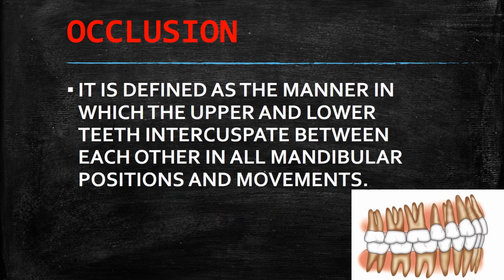Occlusion is defined as the manner in which the upper and the lower teeth intercuspate between each other in all mandibular positions and movements. So basically it's how your upper and lower teeth touch each other. When you're performing any mandibular movements, like the functional movements, the manner in which they touch each other is occlusion.